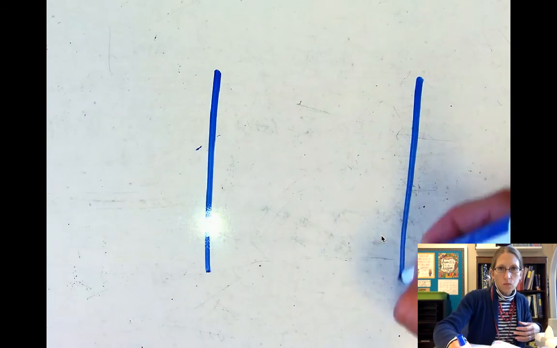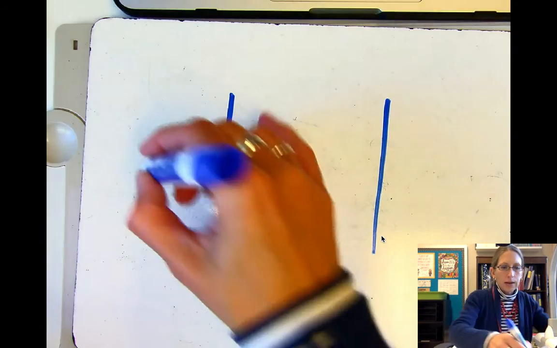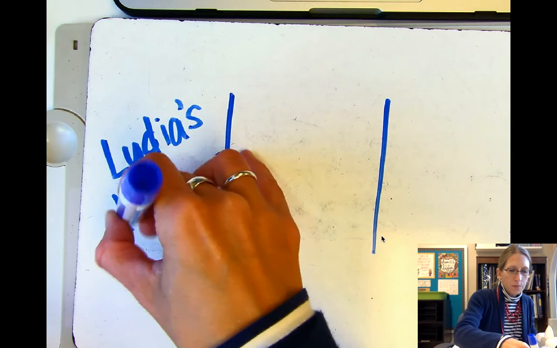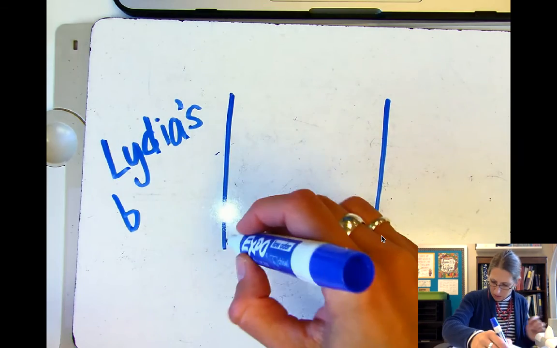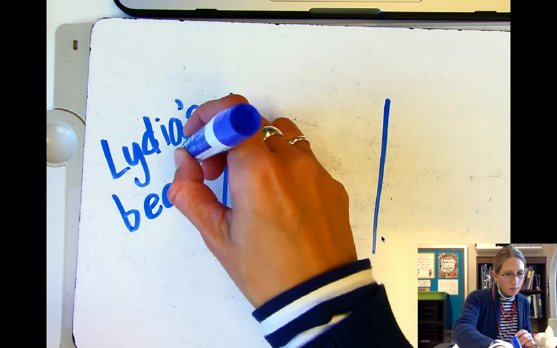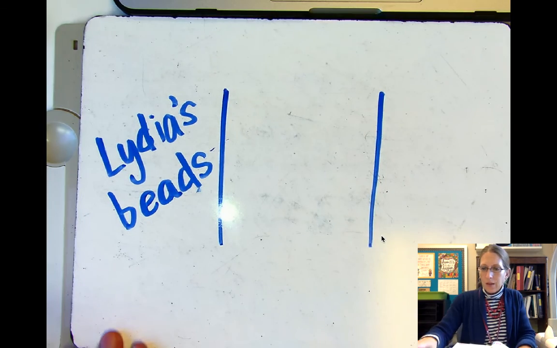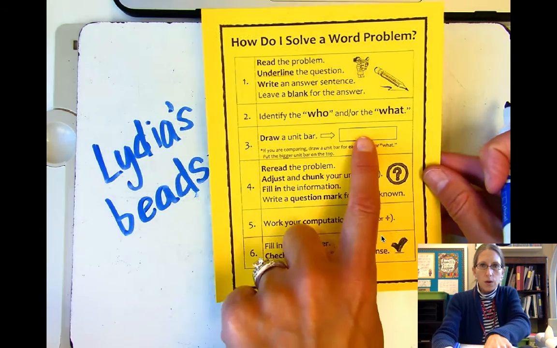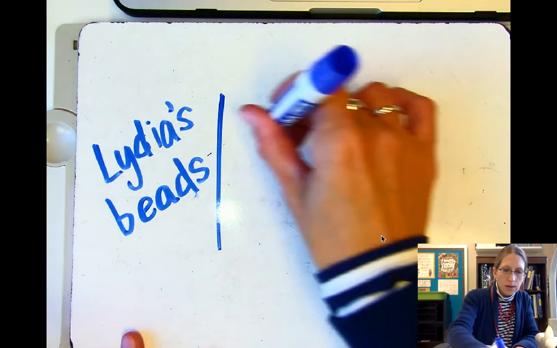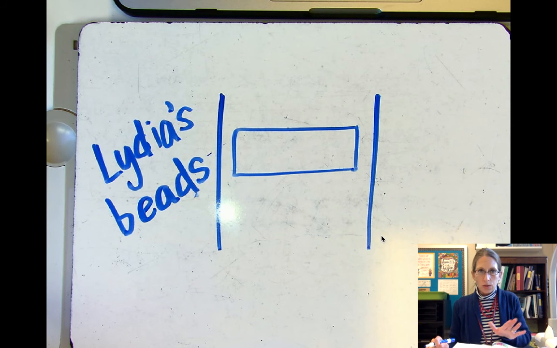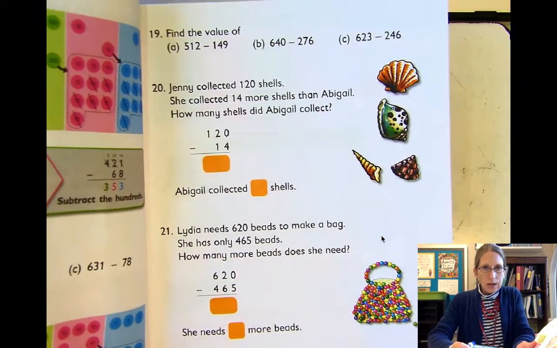So this question, it's about Lydia. And Lydia has some beads. So Lydia's beads. Okay. So that's our who and our what. Then the next thing we do is we draw our unit bar. Just a fancy name for a rectangle. There we go. And now we're going to go back and look at the problem and fill in our unit bar. Do some adjusting and chunking.